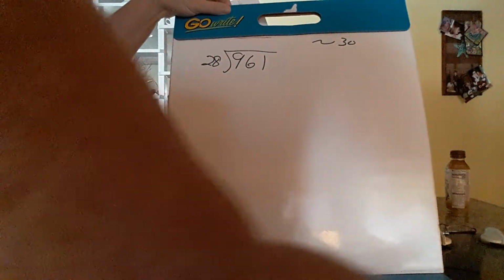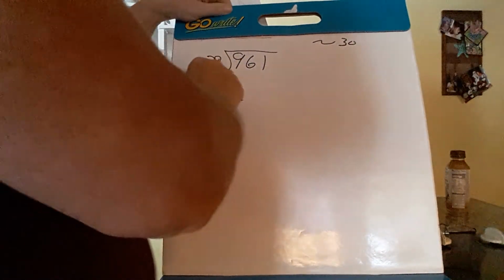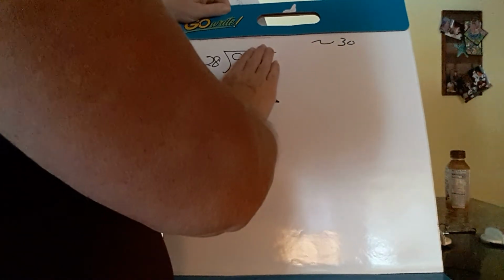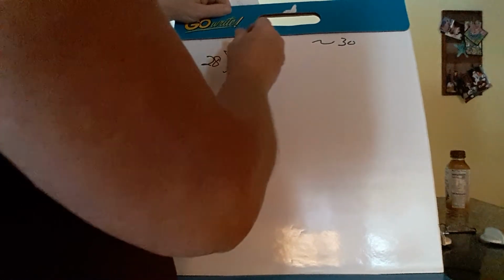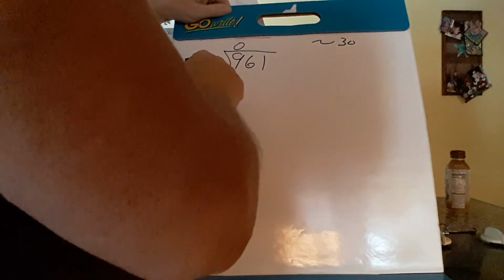Okay, now let's do the actual. Okay, 28 does not go into 9. You can put a 0 there if you need it for a placeholder. But 30 will go into 90 3 times, correct? So now let's take 28 times 3. So 3 times 8 is 24. 3 times 2 is 6. Plus 2 more is 84. We subtract.